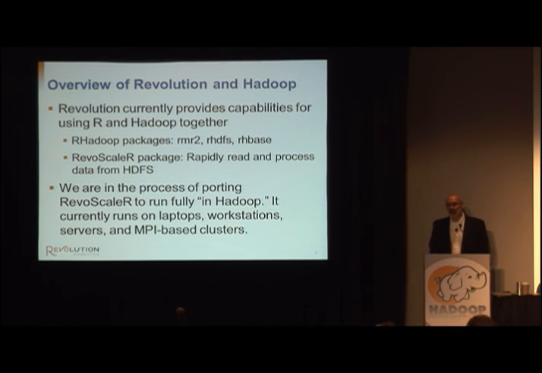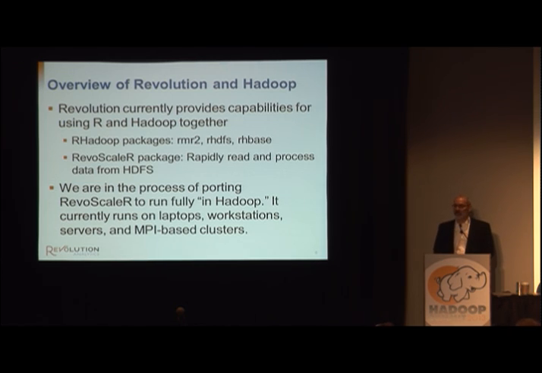So a little overview of what we currently provide for Hadoop, because we currently have Hadoop capabilities that are quite popular with our customers. So we have the R Hadoop packages, the R Hadoop project, which consists of 3 packages. You may have heard about it yesterday. Hortonworks had a nice talk on it. It is 3 packages that are sponsored by Revolution Analytics and contributed back to the open source community. They're called RMR2, RHDFS, and RHbase.